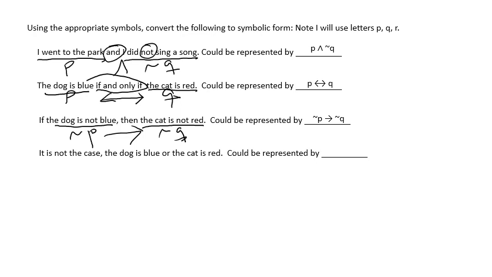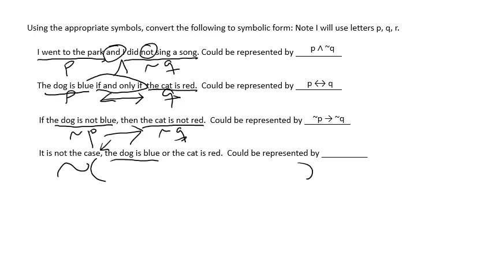Finally, it is not the case the dog is blue or the cat is red. Now you always have to take into account your punctuation, your wording, that's English, grammar skills, right? So, it is not the case, that's a negation of everything that follows because we have a comma here, right?